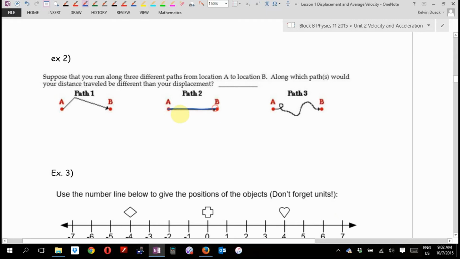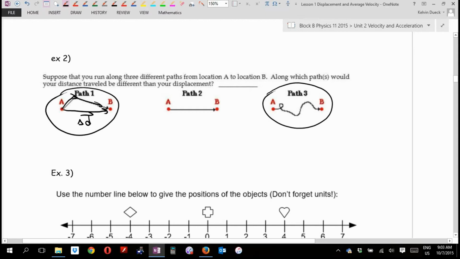There's your distance, there's your change in position as well. So here would be your displacement, different from your distance, which would be that added together. So that's one path where the distance and displacement are different. And here's another one where the distance and displacement are different. Is that okay? So far, so good.